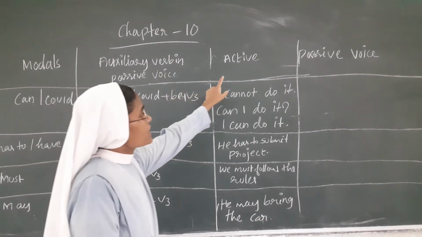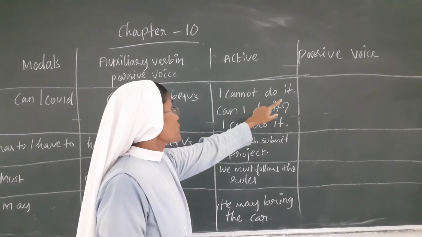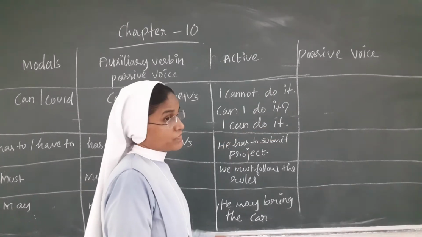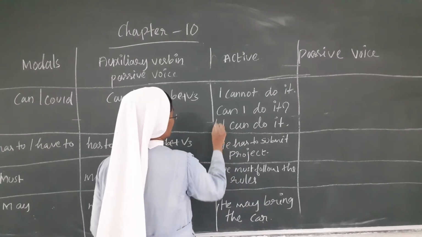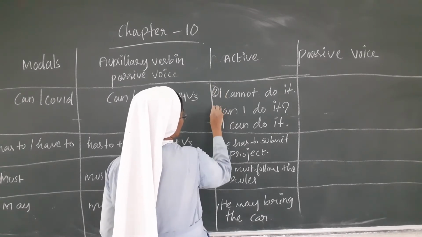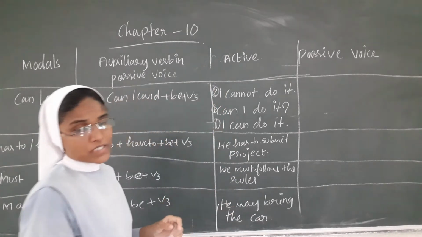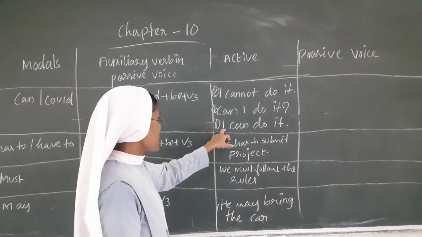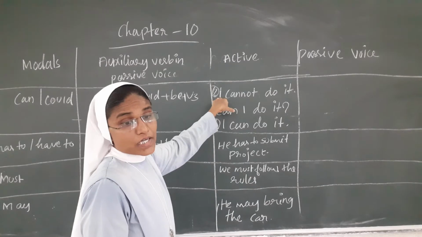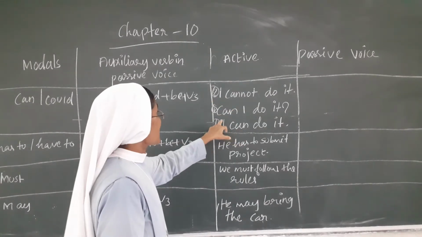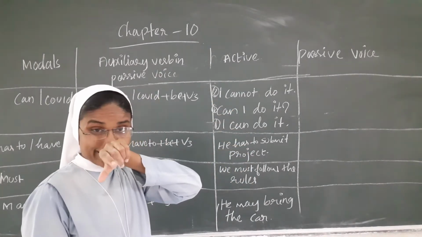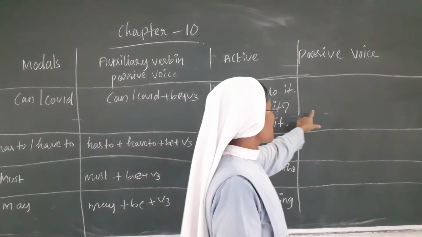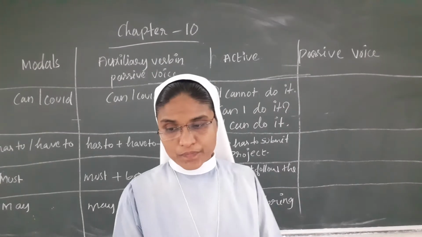Now we see in active voice: I can do it. First one comes, I can do it. I cannot do it. Can I do it? This will be assertive, negative and interrogative. This is a positive sentence, this is the negative sentence and this is the interrogative. Then we should change into passive voice.